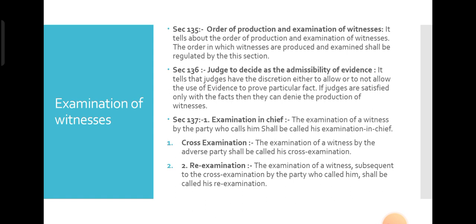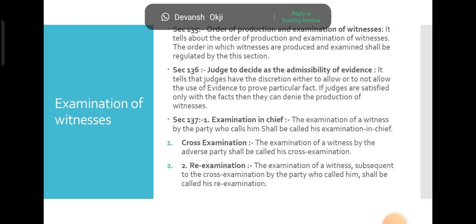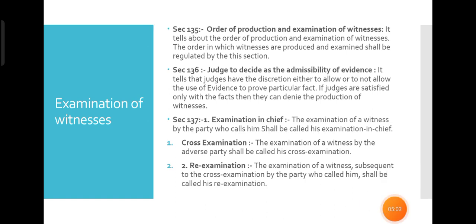Okay, and the second one is cross examination. Cross examination is basically the examination of a witness by the adverse party. Adverse party means the opposite party. So the examination by the opposite party is known as the cross examination.